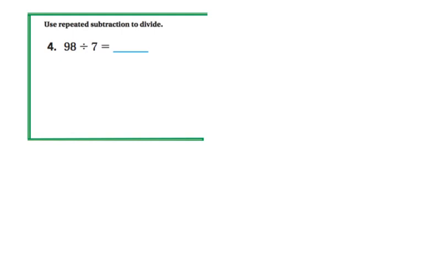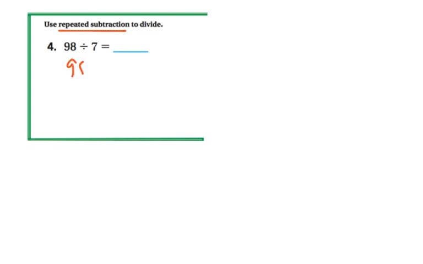In the next problem, we're using another approach to division. So we used an array in the first problem, and now we're going to use repeated subtraction to divide. Well, remember, division is actually just repeated subtraction, okay? But we have different methods that allow us to do it quicker than just subtracting over and over and over again. So what I'm going to do is I'm going to actually subtract 7 as many times as I can until I can no longer take 7 away.